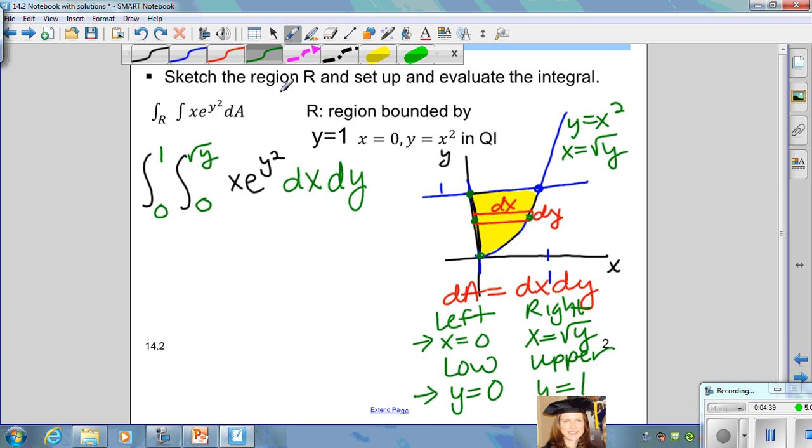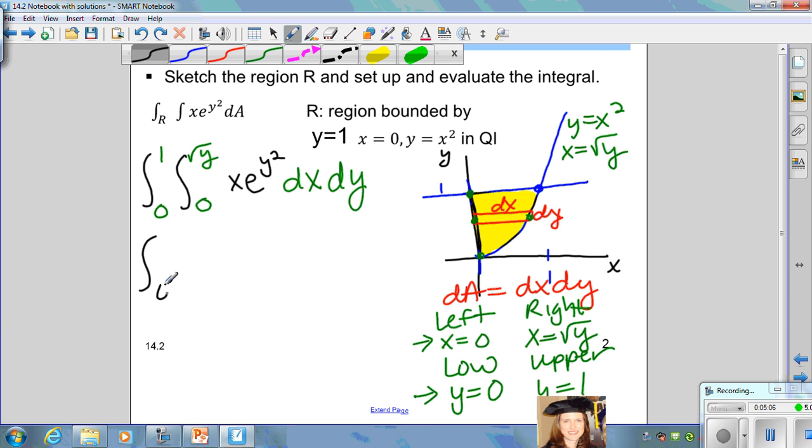Now it is important when you're setting these up that these outside bounds must be constant with respect to those variables inside, and the inside bounds can only have a variable if it's on the outside differential. So you cannot have an x in here if the order of the differentials is dx dy. All right, now we can integrate this.